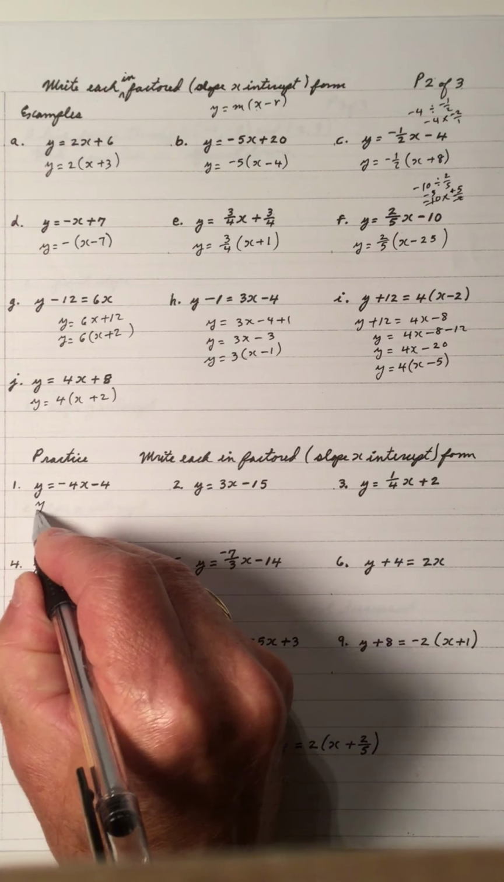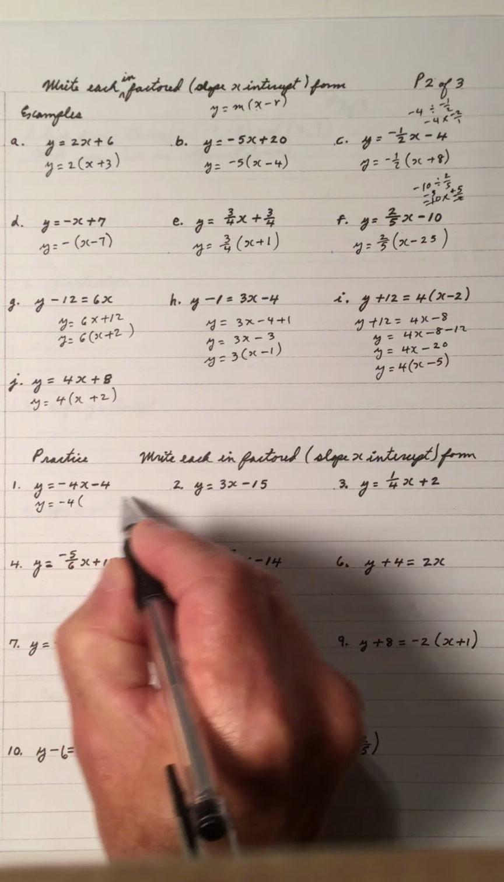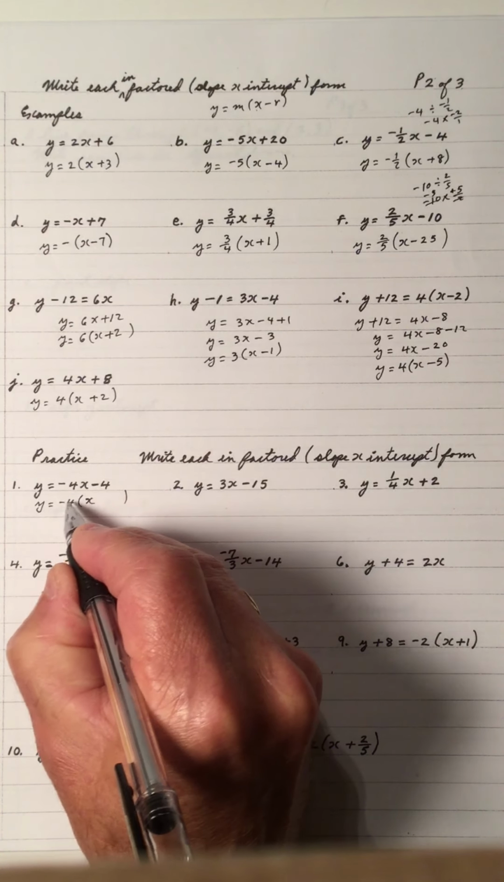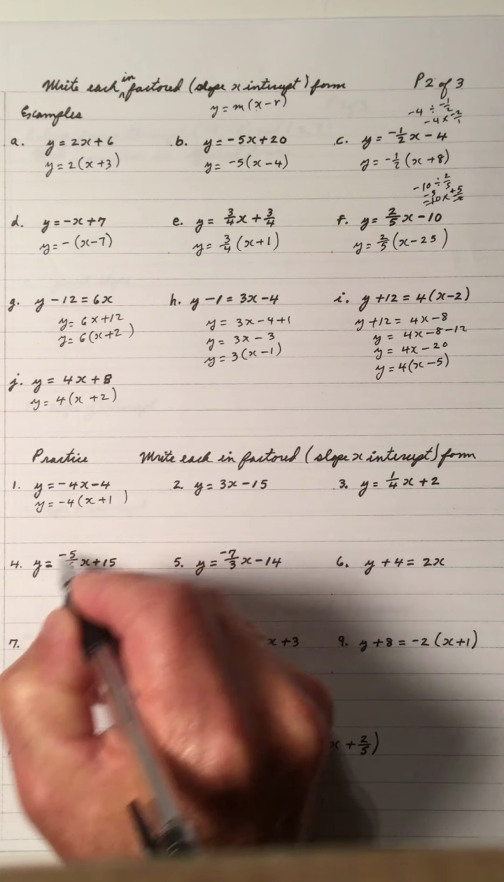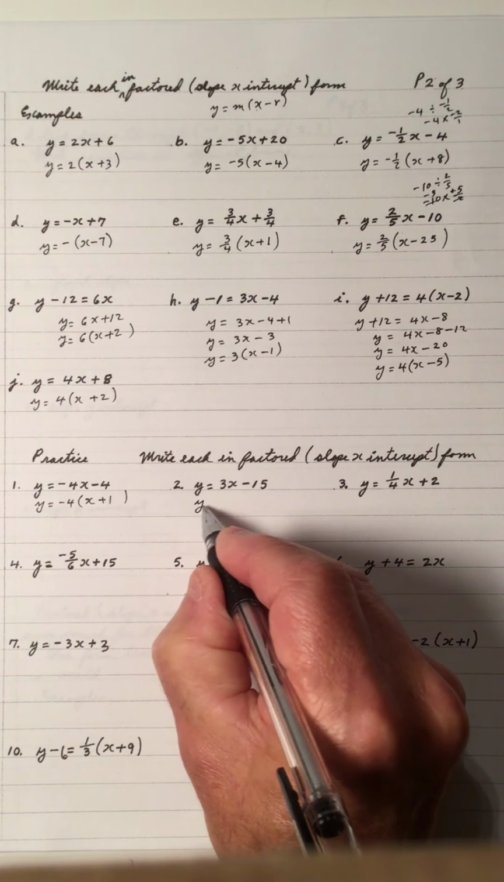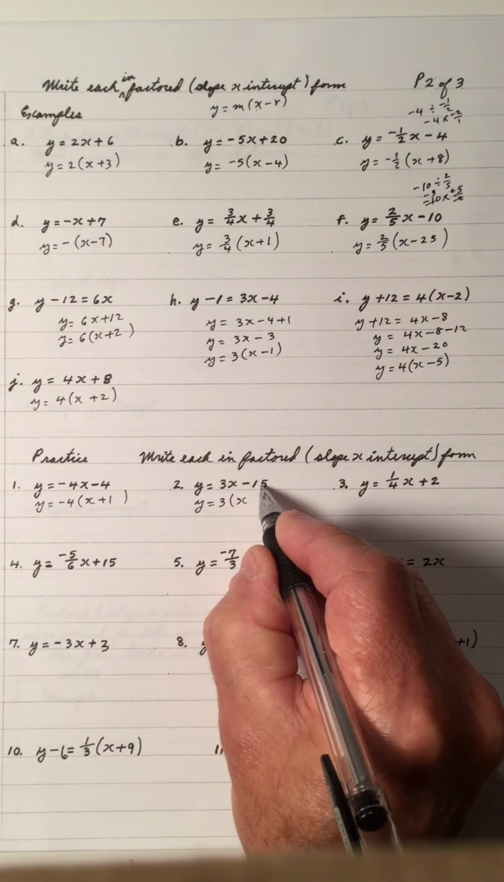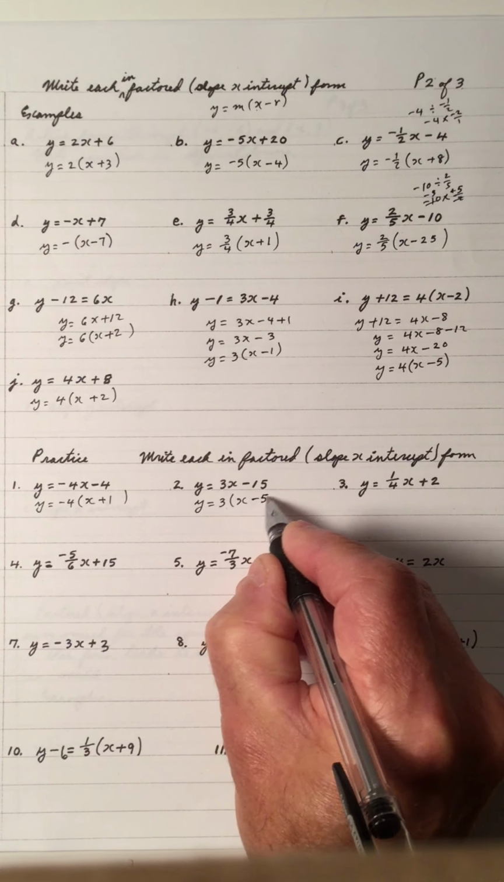Here we go. y equals negative 4 factored out. Negative 4x divided by negative 4 is x. Negative 4 divided by negative 4 is plus 1. And we remove the 3. 3x divided by 3 is x. Negative 15 divided by 3 is negative 5.